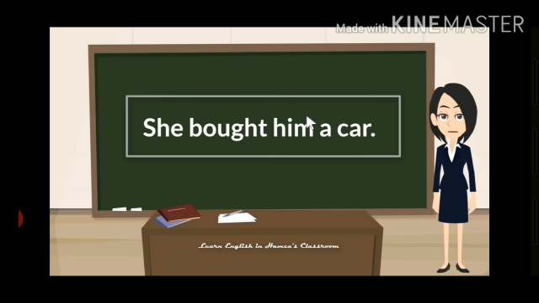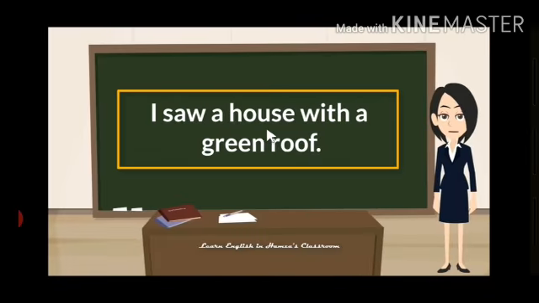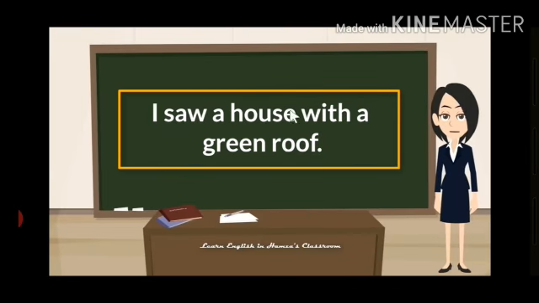Next example, she bought him a car. Which one is subject? She. Bought is a verb 2, irregular or regular? Yes, it is an irregular verb. Ini kata kerja tidak beraturan. What is the verb 1? Kata kerja satunya apa? Buy. Yes. And then next example, I saw a house with a green roof. The subject is I, and then followed by verb 2. So a house with a green roof is an object.